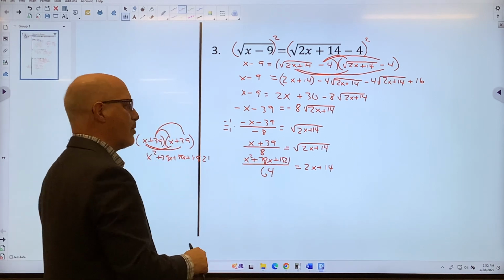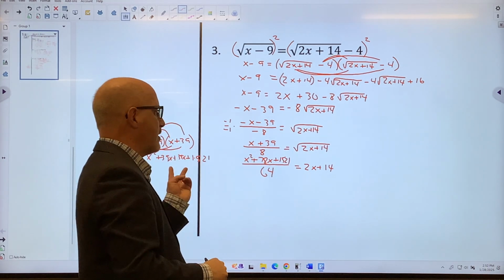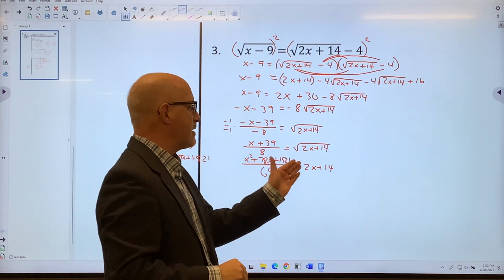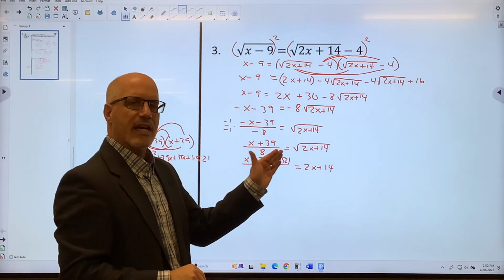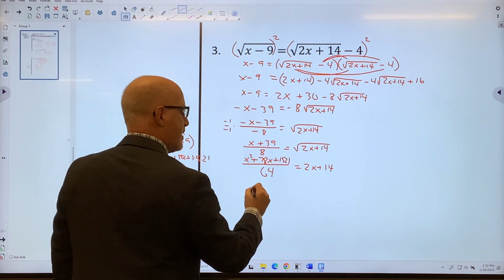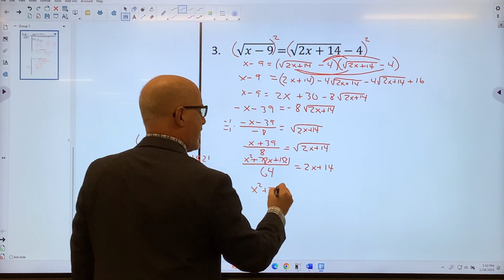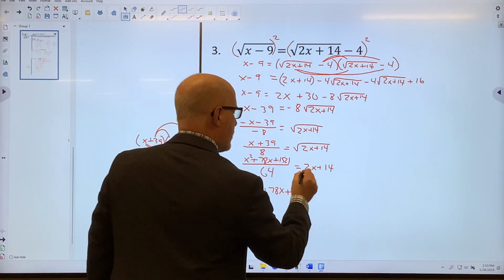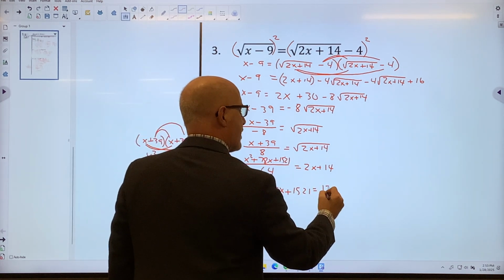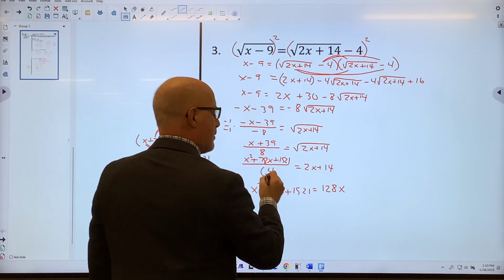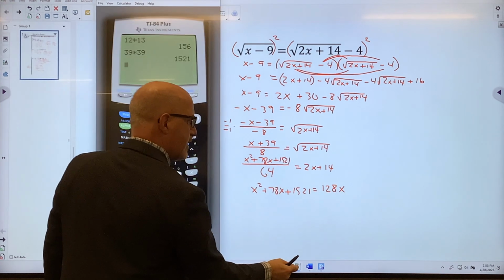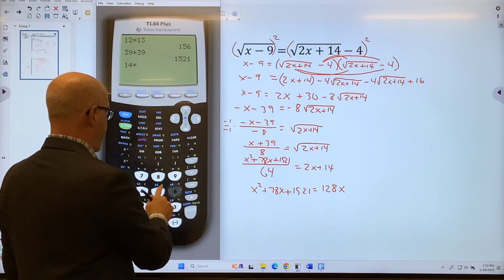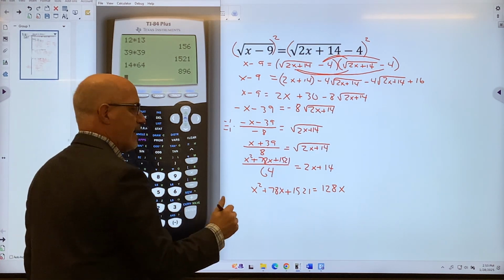So remember, I squared the whole side. I have to square the numerator. I did over here. 8 squared is 64. I'm going to, again, be a little easier on myself. I'm going to multiply both sides by that denominator to get rid of it. So I'm going to have x squared plus 78x plus 1521 equals, multiply by 64, it'll be 128x. Multiply this by 64, I need 14 times 64. So 14 times 64, that gives me 896.